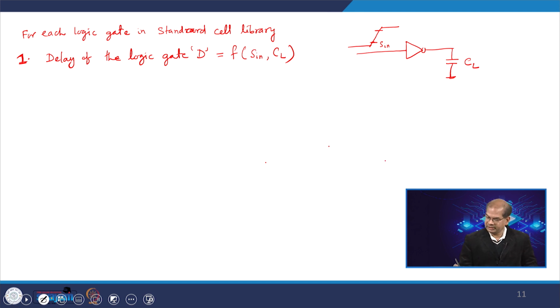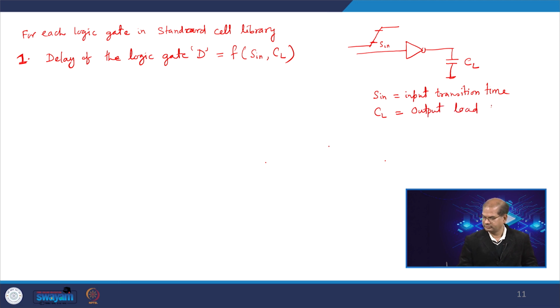This S in is the input slew or input transition time, and CL is the output load capacitance. Now we have two types of delay: one is rise propagation delay, and the other is fall propagation delay. So this is the first case, and then the second case.